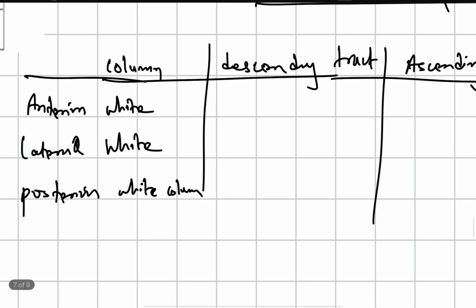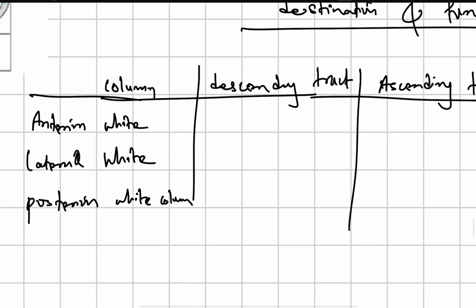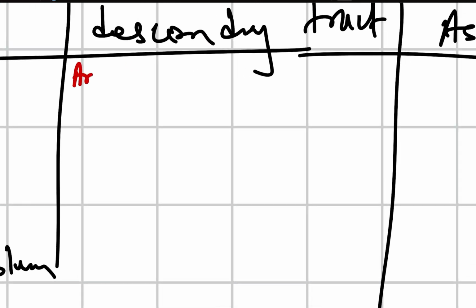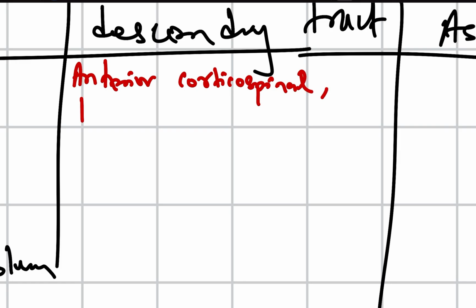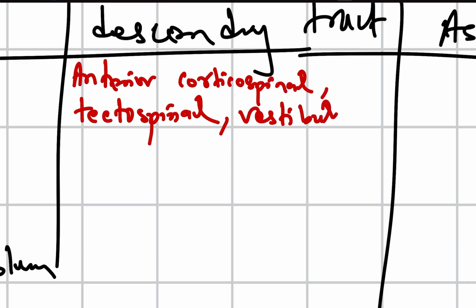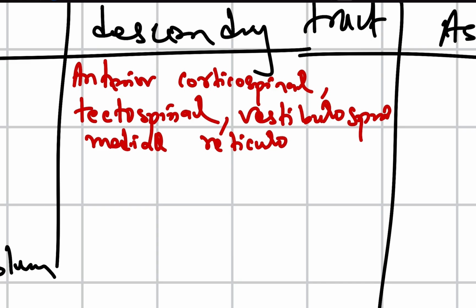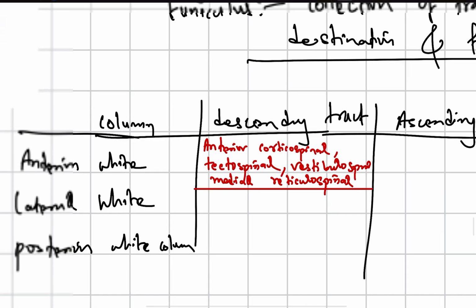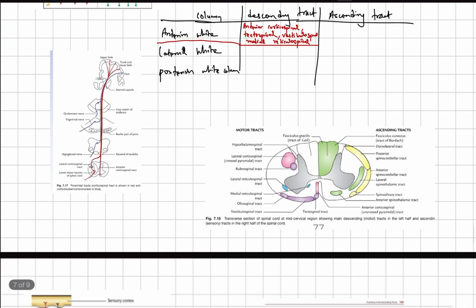And then we discuss in which white column which type of tract, ascending or descending, there is, by the name. Like in the anterior white column there is the anterior corticospinal tract. Then there is tectospinal, vestibulospinal, and then medial reticulospinal. These tracts are found in the anterior white column. We can look at this image.